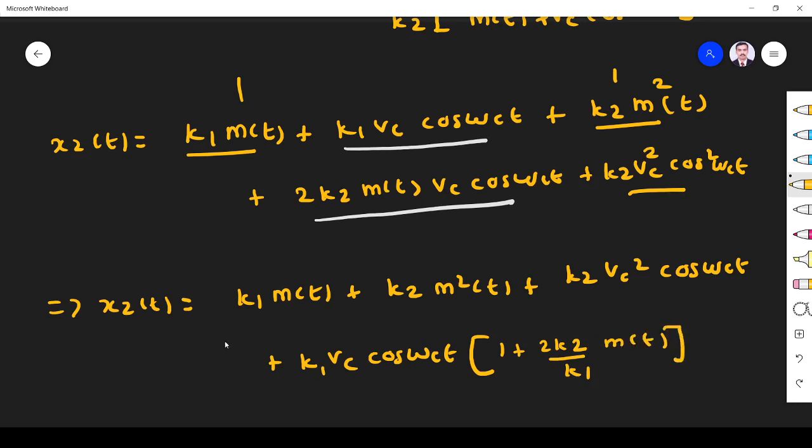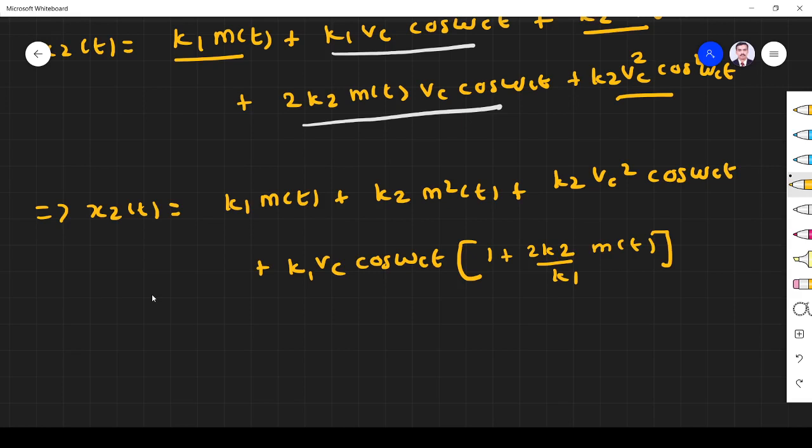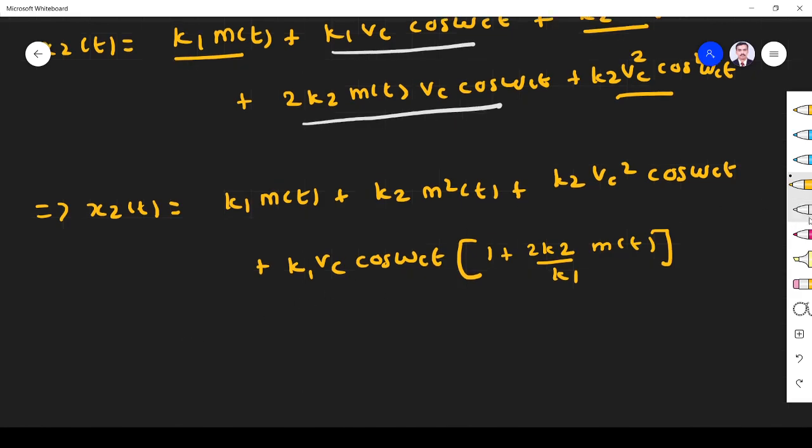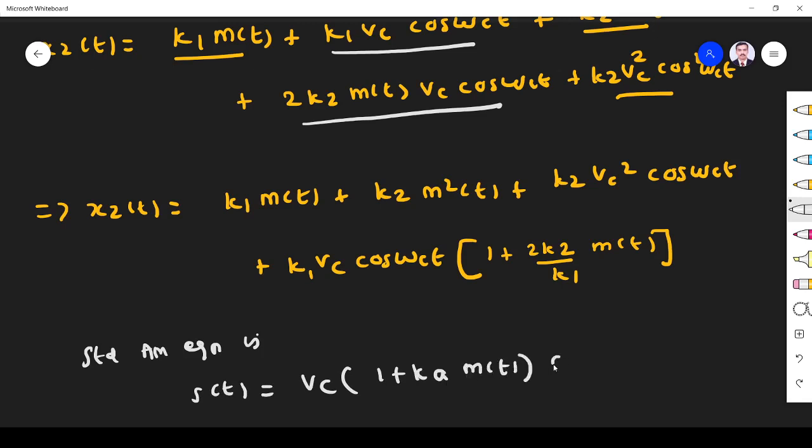Now we know the general form of the AM equation. The standard AM equation is S of t is equal to Vc into 1 plus Ka m of t cos omega ct. This is the general form of the AM equation that we know.